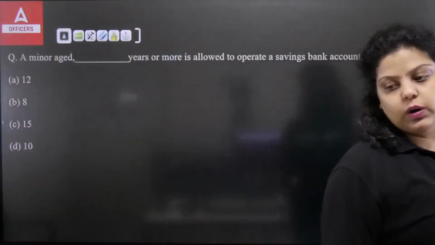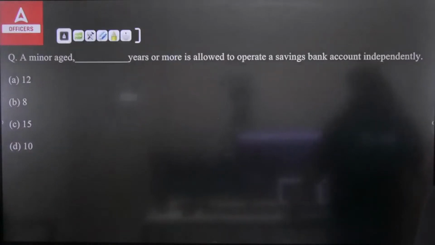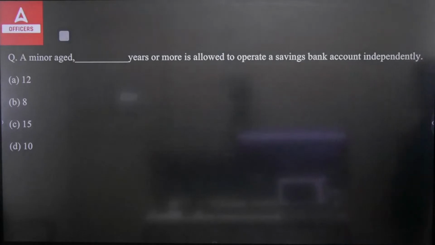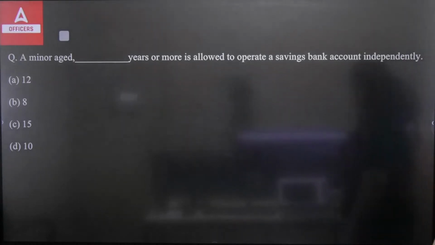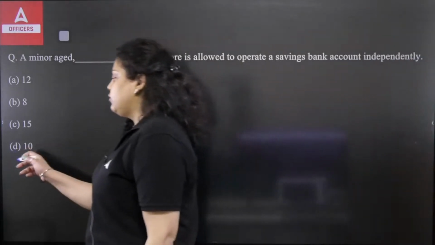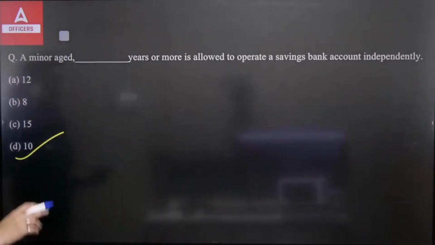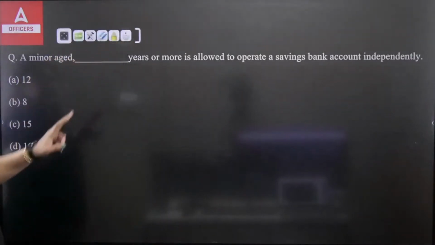So what is that age? 12 years, 8 years, 15 years or 10 years. After what age are minors allowed to manage their own savings bank account? And the age is 10 years. First it was introduced by State Bank of India, then all the banks introduced the same. So the right answer is D.